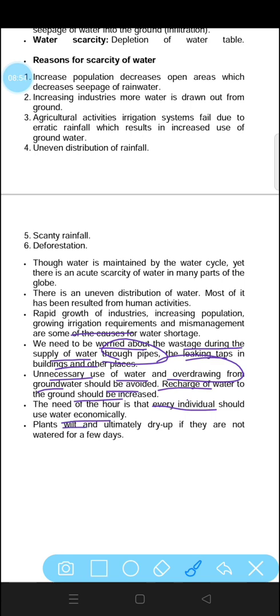Plants wilt and ultimately dry up if they are not watered for a few days. Even if plants do not get water for a few days, they will wilt and dry up. So we all are dependent on water and food for our living. So we need to save that. For that, we should save water.